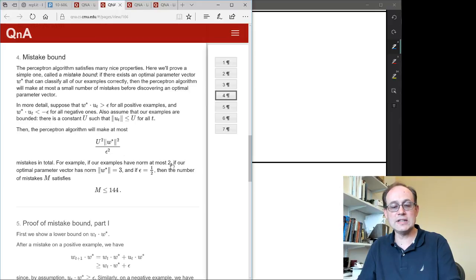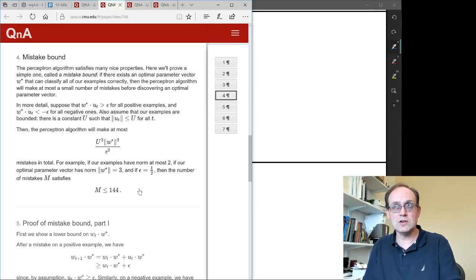For example, if all of our examples are bounded to have norm no more than 2, if our parameter vector has norm 3, and if this epsilon here is a half, then if you just work this out, it turns out that we can make no more than 144 mistakes before we get an optimal parameter vector. In many cases we might make a lot fewer than that, but that's an upper bound.